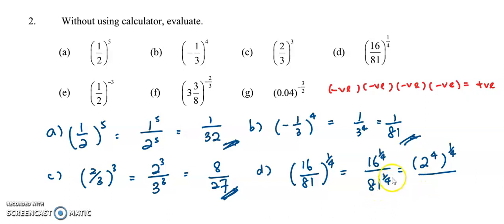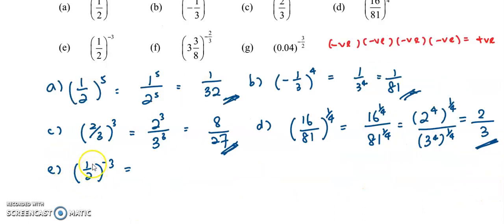And 2 power of 4 power of 1 over 4, later on you may simplify it. And this 81, just now we came across 3 power of 4 equals 81, meaning that 81 is equivalent to 3 power of 4. So this is going to be power of 1 over 4. Both the 4 and power of 1 over 4 can be simplified, and you get 1. So 2 power of 1 you get 2, and 3 power of 1 you get 3. So finally you have simplified it without using a calculator.